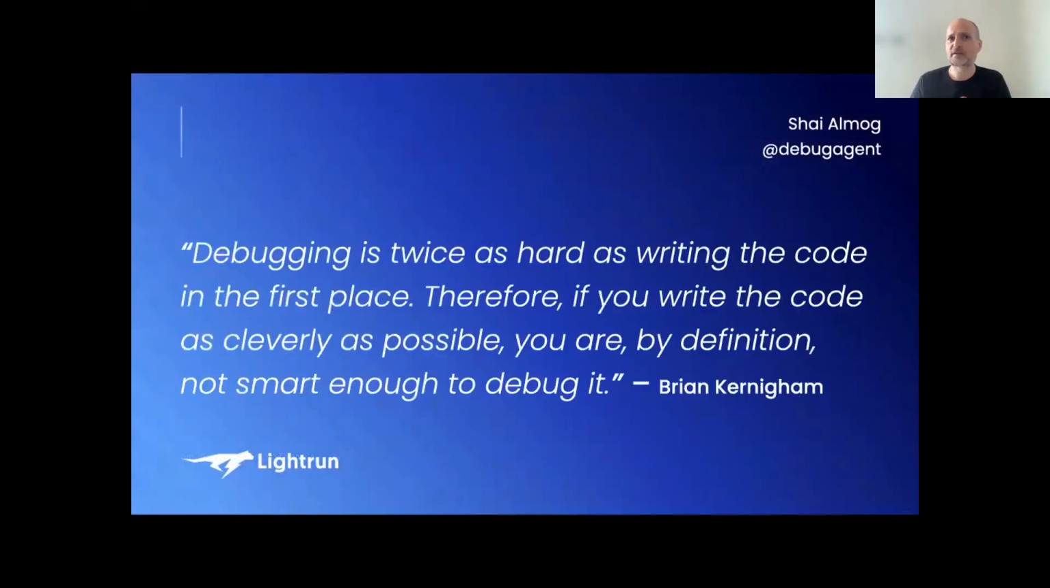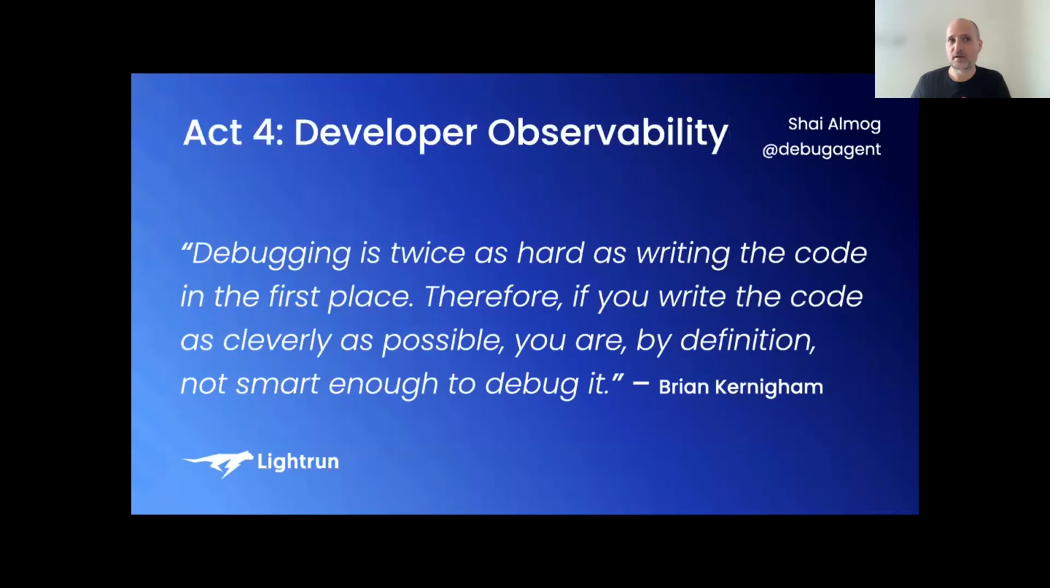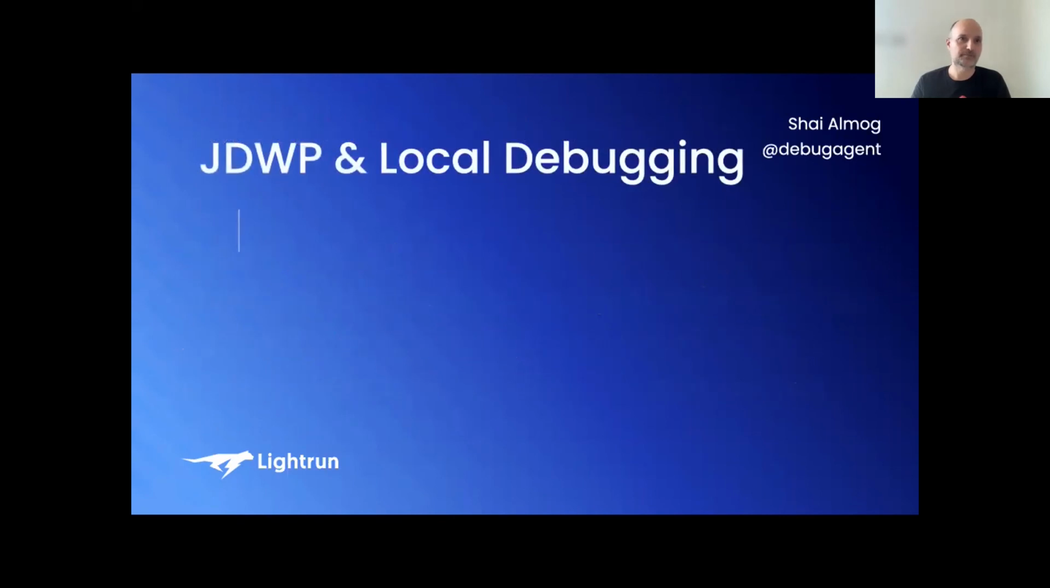Debugging doesn't matter at all. It's a tool. The one thing that really matters is production. And we can't use a debugger there. Or can we? Developer observability is an approach designed exactly for that.